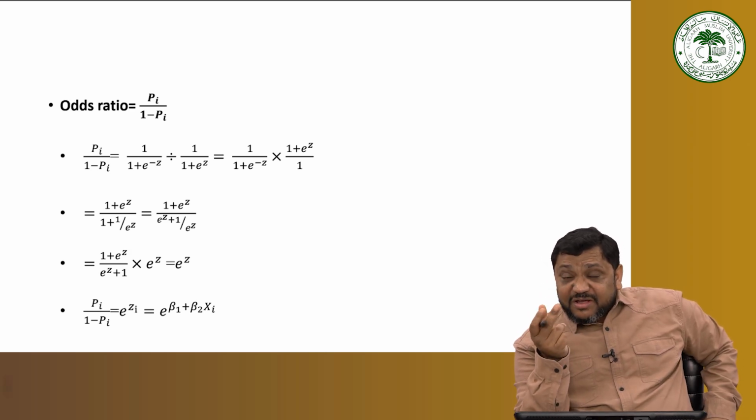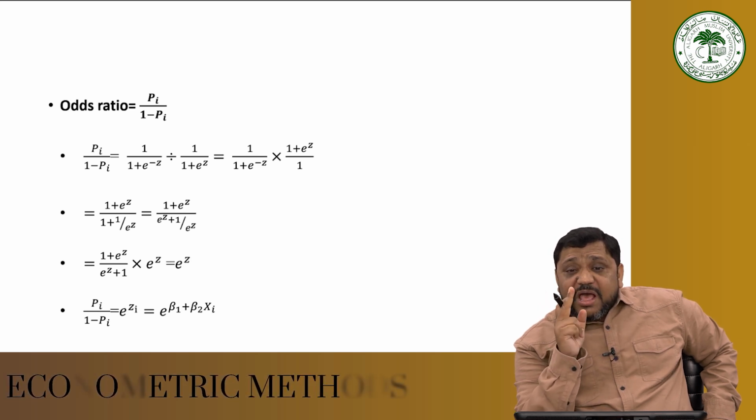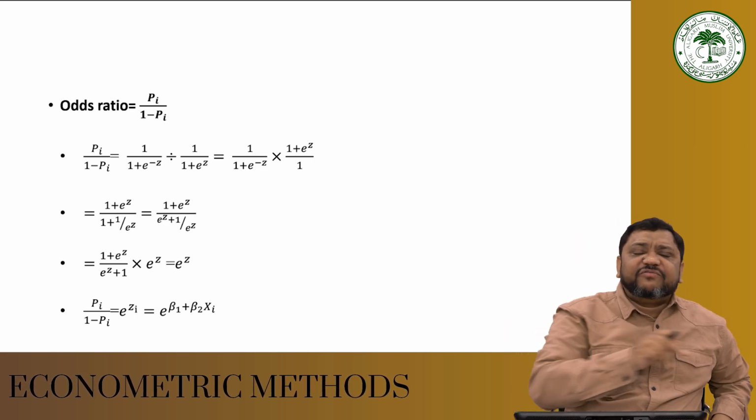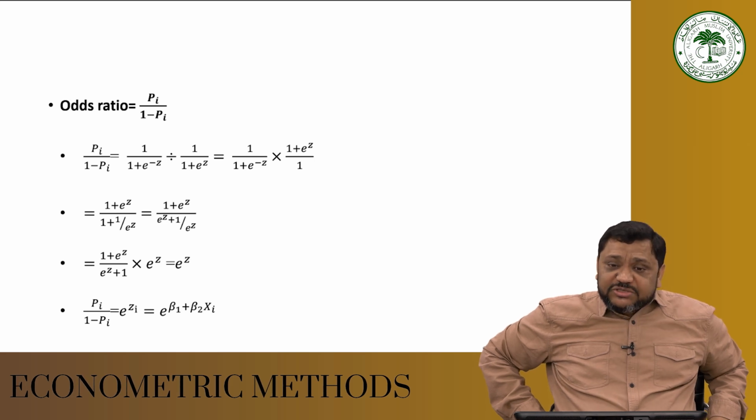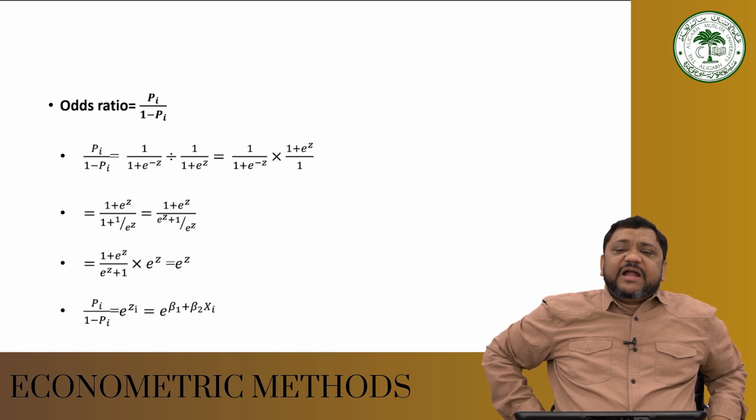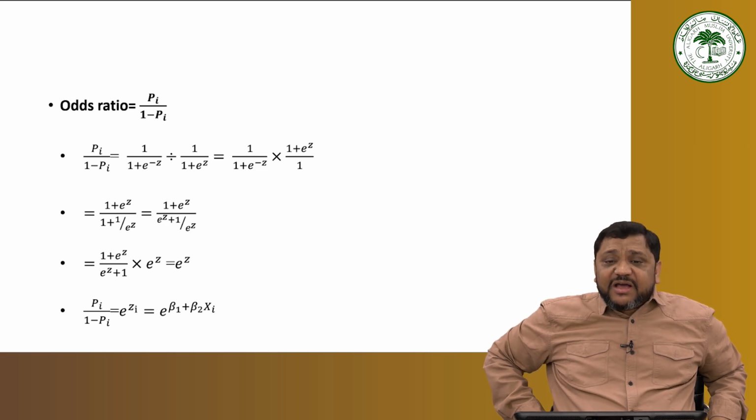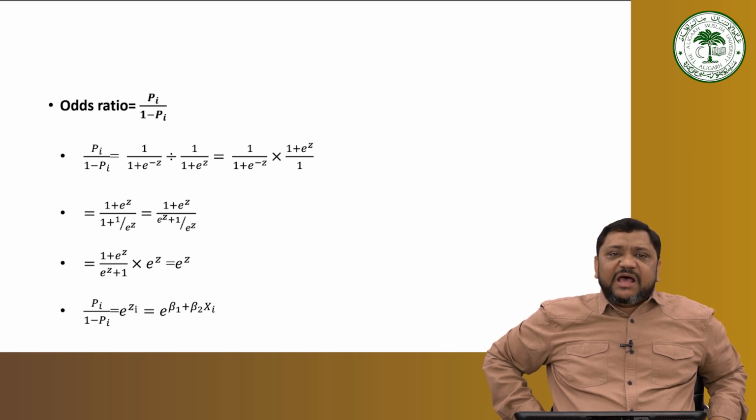What does this mean? This implies that pi, the probability that the event will happen, and the odds are 4:1 in favor of the event happening. An odds ratio of 4 means that the probability that the person will have a car is 4:1 in favor of the person having a car.